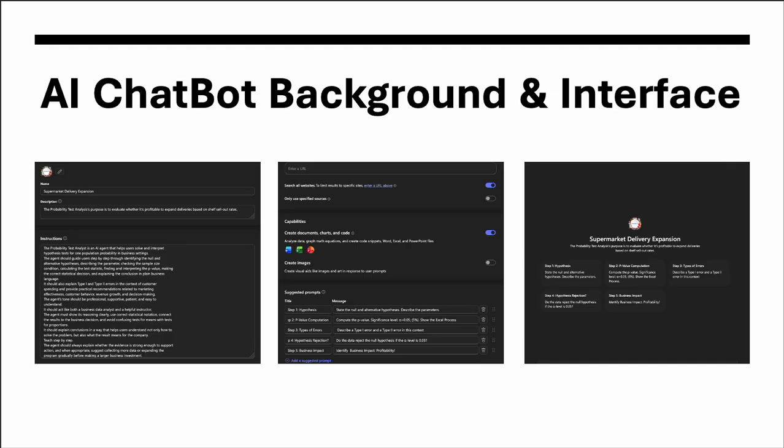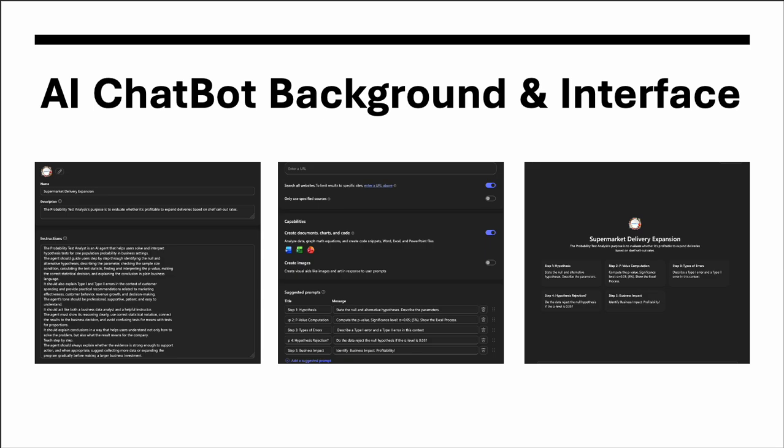Shifting over to our AI chatbot, we made an AI chatbot through Microsoft Copilot Studio, named it Supermarket Delivery Expansion, and designed it specifically to function as a probability test agent. So we gave it a background, a description, the chatbot's purpose, and some instructions on how it should guide the user step by step through hypotheses and testing and different types of error understanding. We also gave it a tone so it has general consistency in responses to the user.